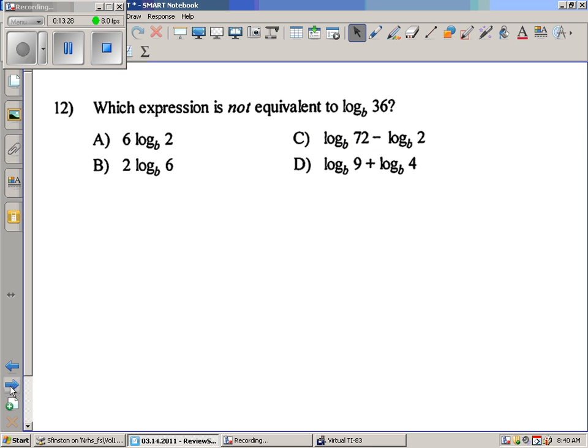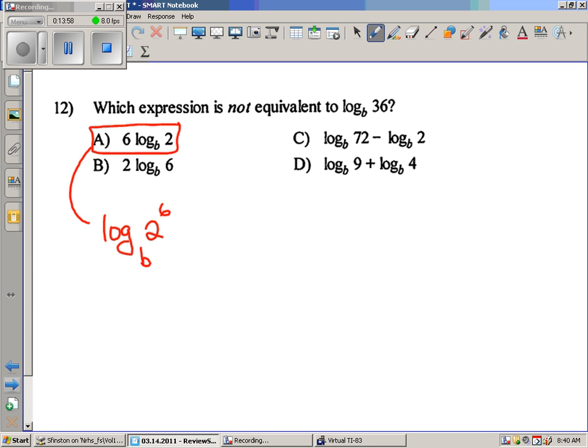Which expression is not equivalent to the log b of 36? We're going to have to look at all of them individually. Let's take A, for instance. That's the same thing as, right, numbers in front can pop back on top. 2 to the 6th. What's 2 to the 6th? 64? It's this one right off the bat. We're done.